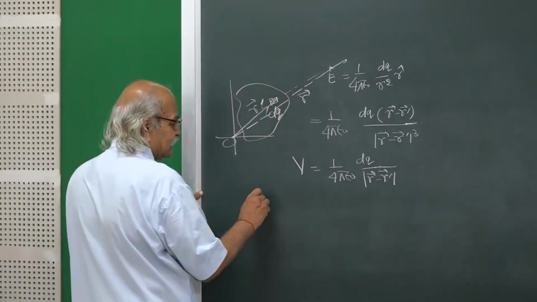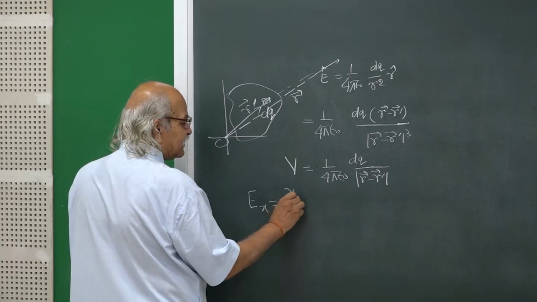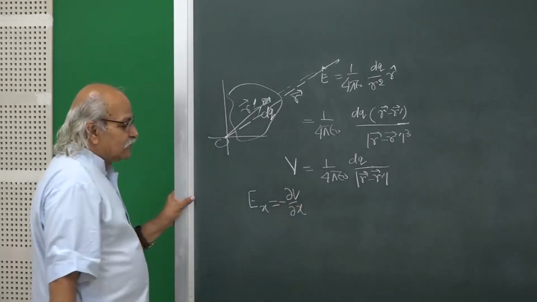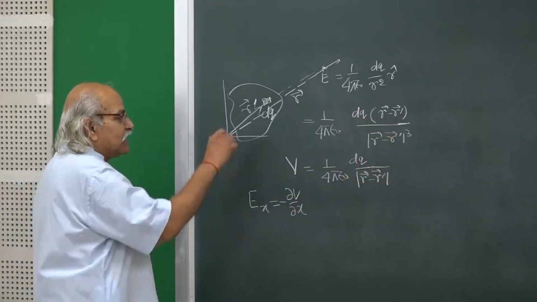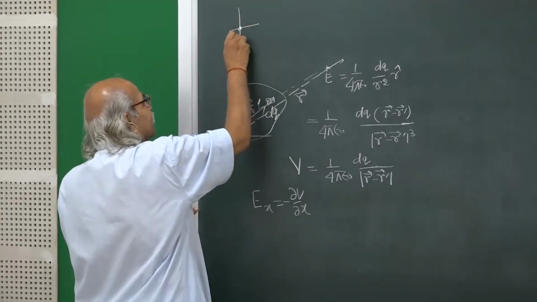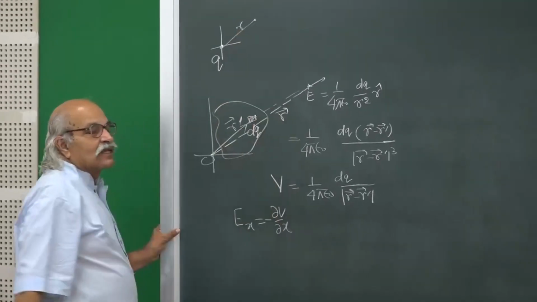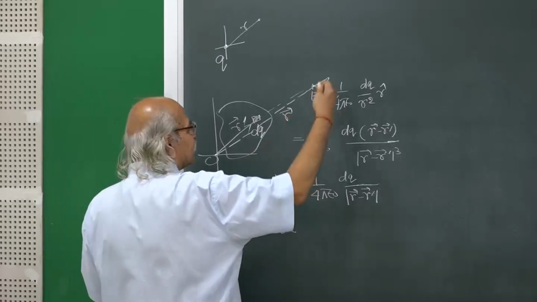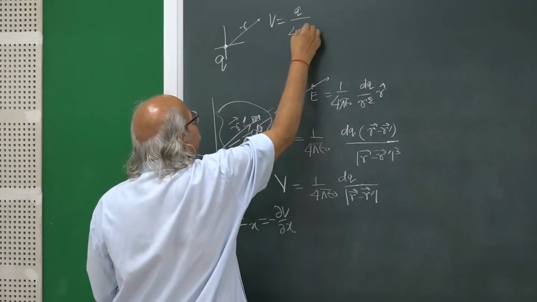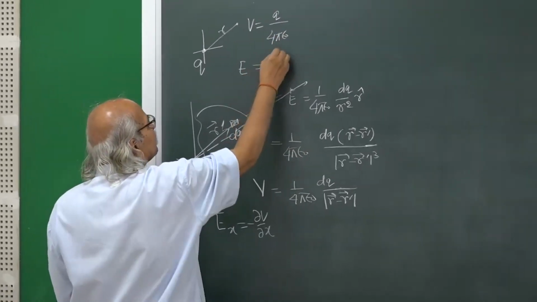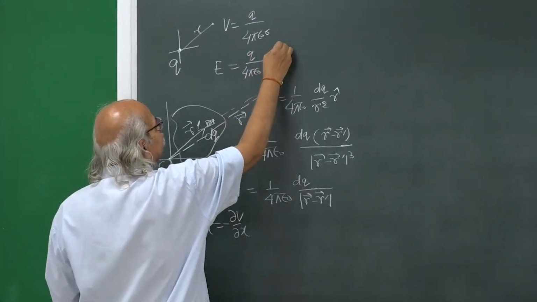is this. If you are using Cartesian coordinates, then Ex will be minus del v del x. If you are using xyz coordinates, you can write all these things in terms of xyz. Or suppose you take a simple point charge at the origin, what is the potential here and what is the field here? There also you can write these kinds of conditions. V will be q divided by 4 pi epsilon naught r, and E will be q by 4 pi epsilon naught r square in r cap direction.